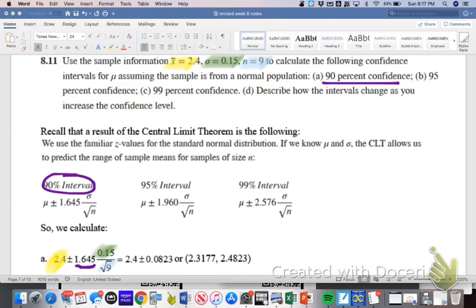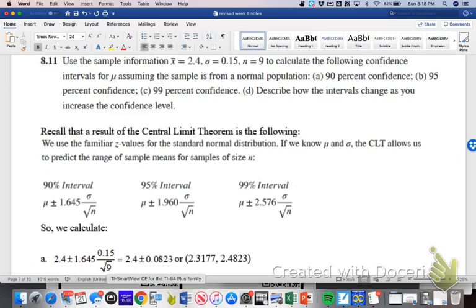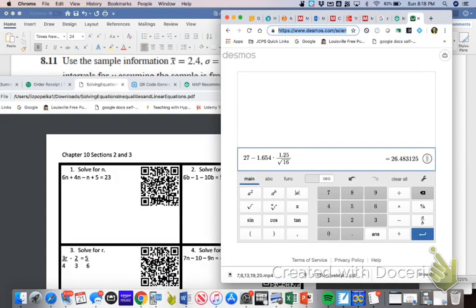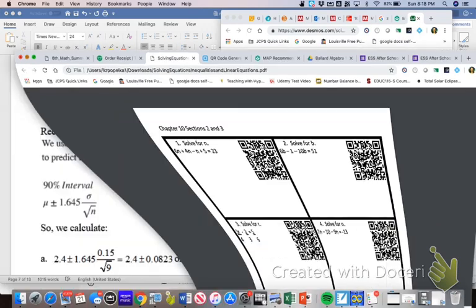So again, I'm going to show you one more time. I know I already showed you an example in the previous one, how to use the calculator, but I'm going to show you one more time using this particular problem. Get it back up here.